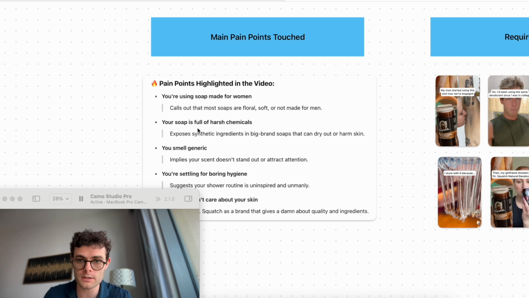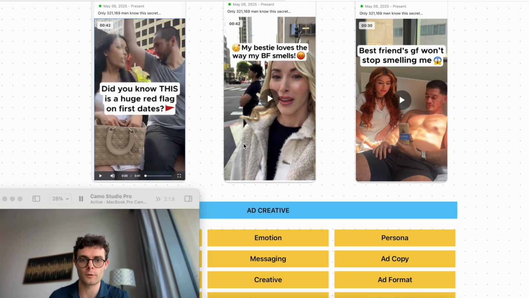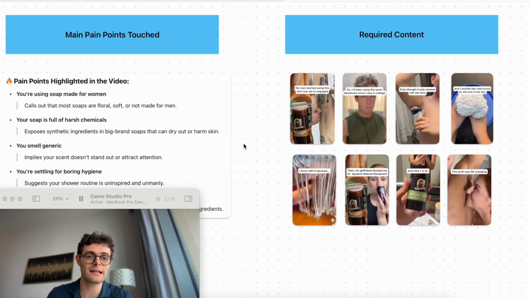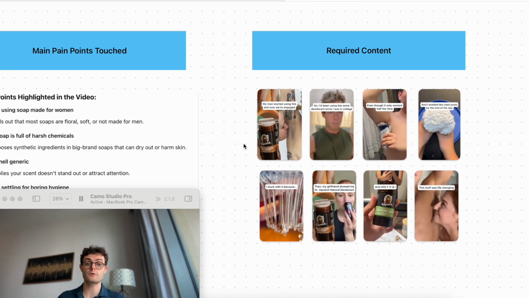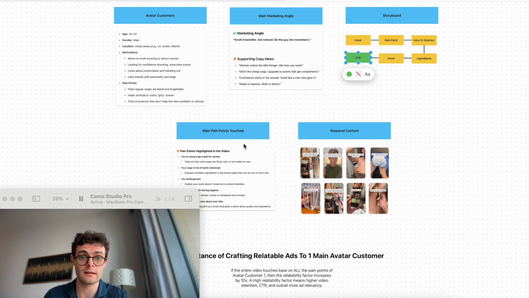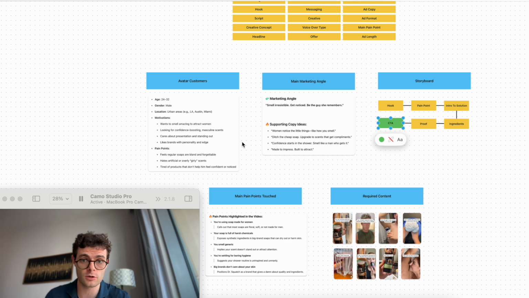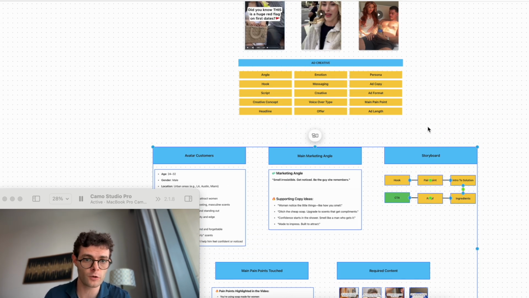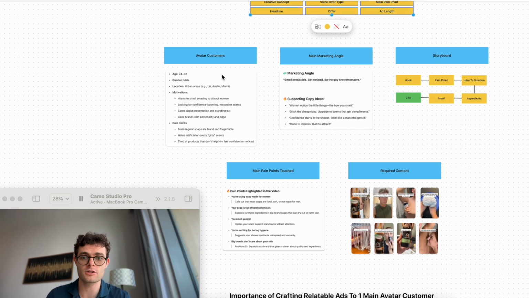Then the main pain points, in this case: you're using soap made for women, your soap is full of harsh chemicals. What are the pain points that the winning ad, one of these three winning ads, is actually talking about? And then last but not least, the required B-roll. What is the required content in B-roll that the ad has, so that I can tell my team and they can easily reproduce the exact same ad structure or style? So these are the main components that you need. Of course, an ad is made of many things, but these are the main ones.